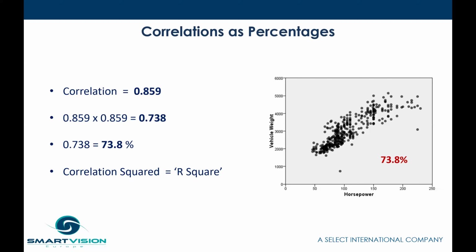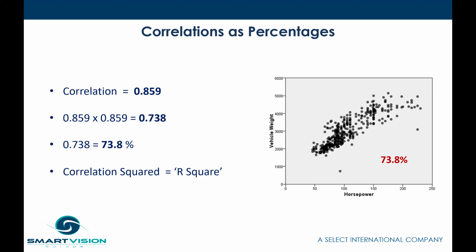So a correlation coefficient runs from -1 to +1. If we take those correlation values and square them, we can turn them into percentages. So if you have a correlation, in this case, of 0.859, and we square that, it turns into a percentage of 73.8%. This is known as the R-square value, and it's what's used in linear regression to help us estimate how well the model fits the data.